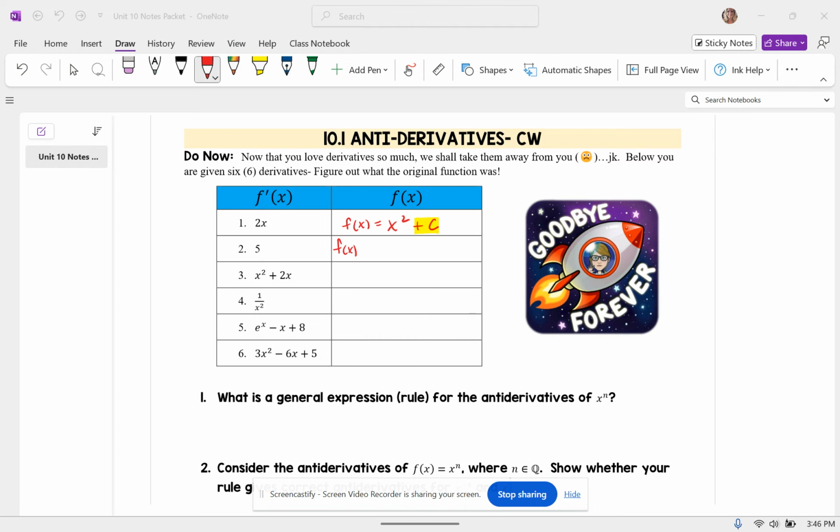And then for the second one, I know that the original was 5x, because when I take the derivative of 5x, I end up with a 5. But also, there could have been a constant here, so just to be sure, let's put a plus C.